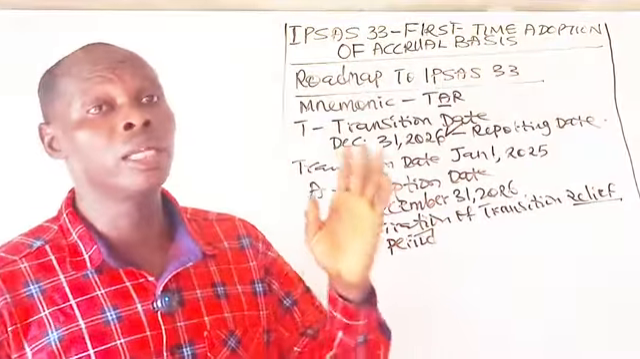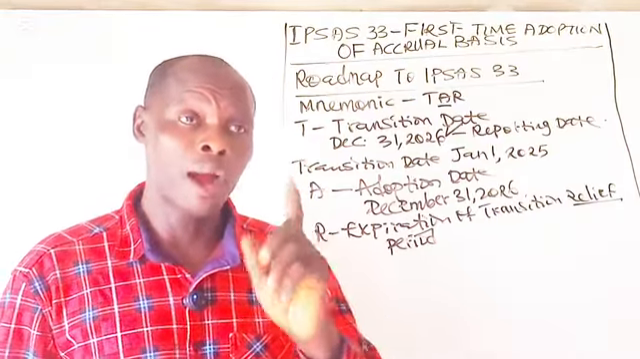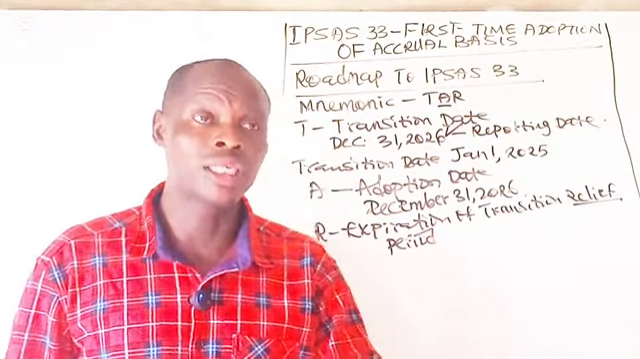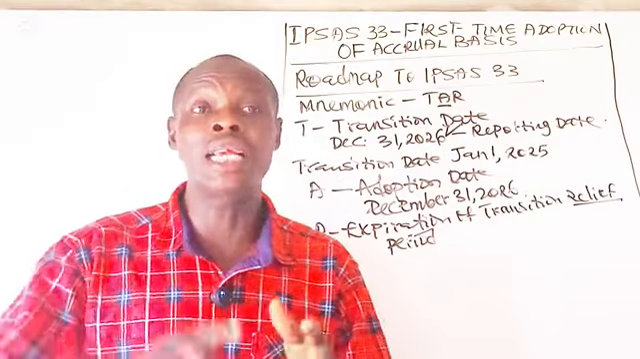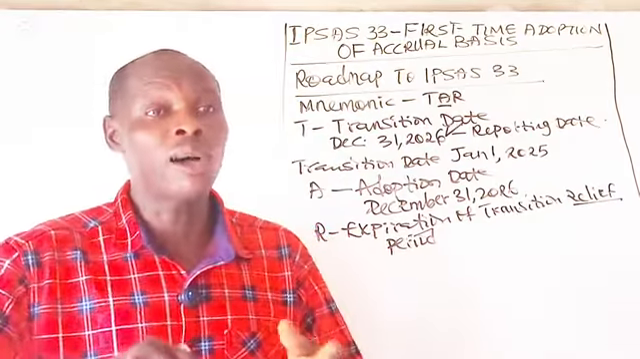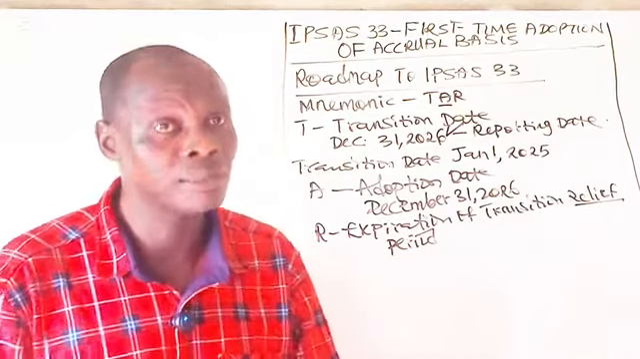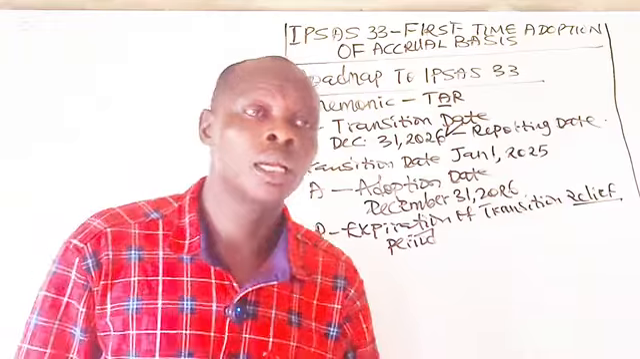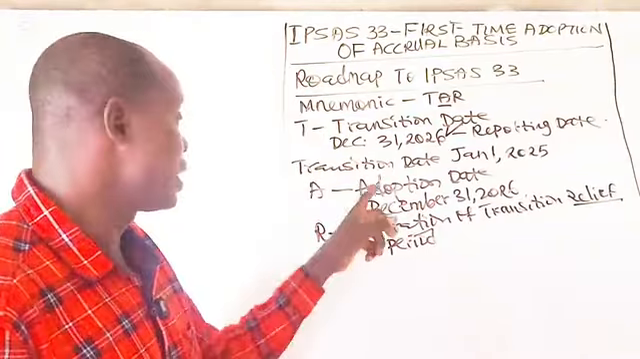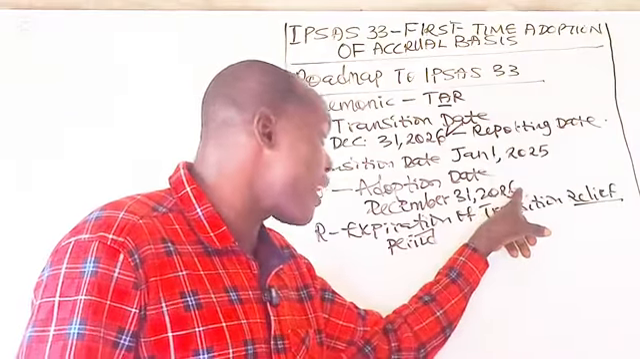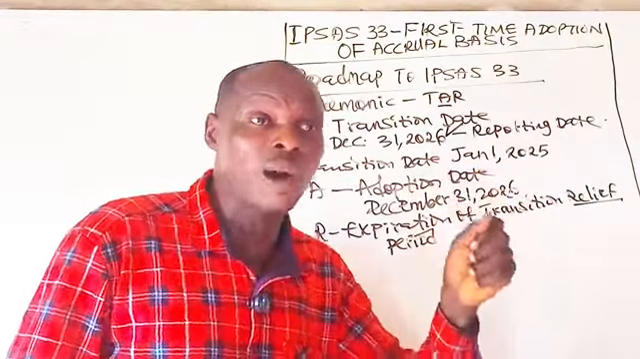IPSAS 33 grants a 3-year transition relief period from the date of adoption for the recognition and measurement of specific assets, liabilities, and disclosure. The 3-year clock starts from the date of adoption, which is December 31st, 2026 in this case.